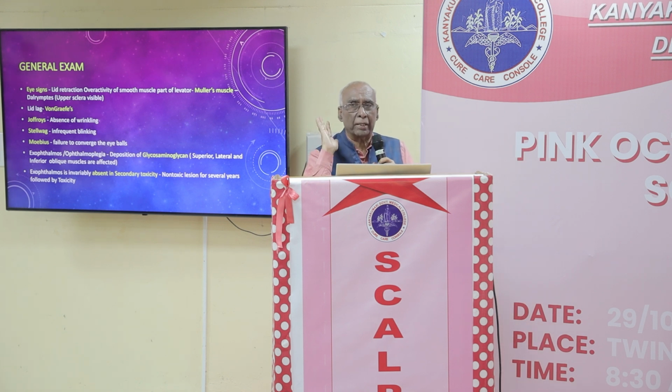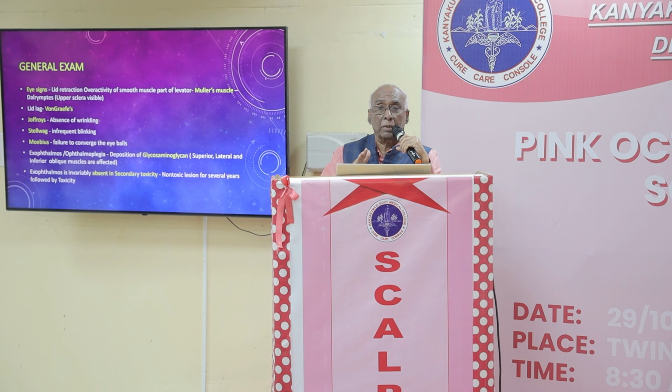You should know lid retraction. What is lid retraction? Okay, I will go first. There is a sympathetic part of the smooth muscle part of levator palpebrae superioris, which is called Muller's muscle. So with the contraction of the Muller's muscle, the upper eyelid will go up. That is called Dalrymple's sign. All these signs you should know.